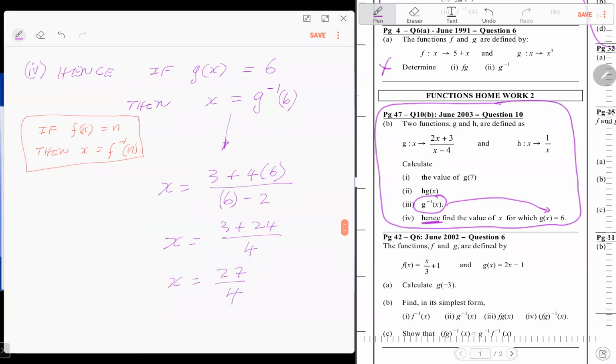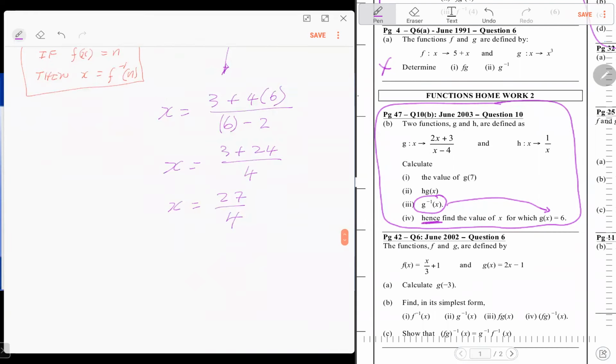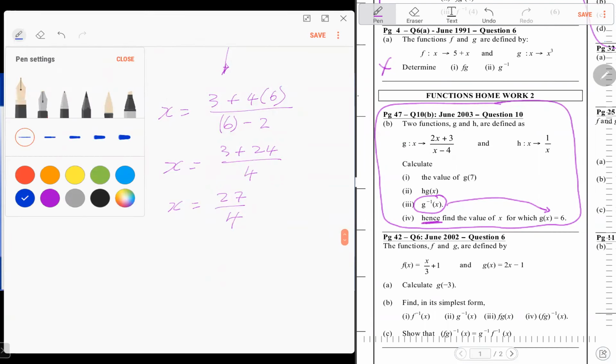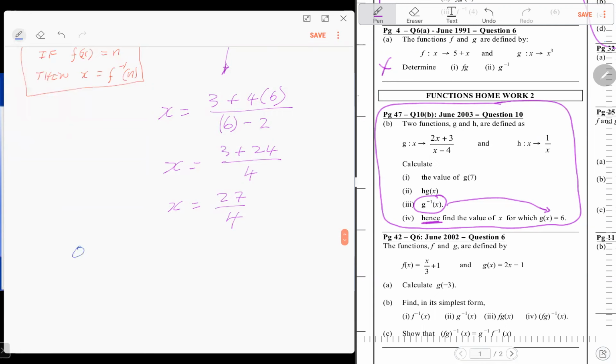27 over 4. All right. Now, for the question I said "hence or otherwise," so let's use our otherwise method.